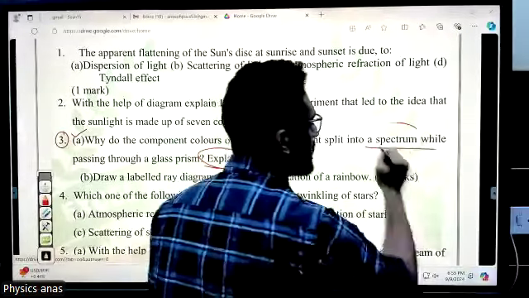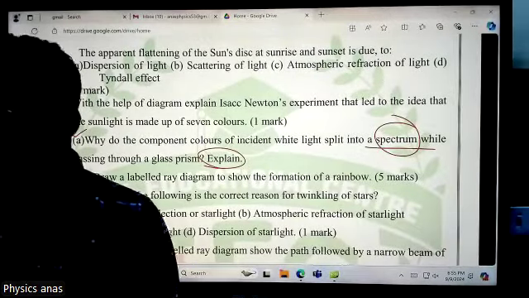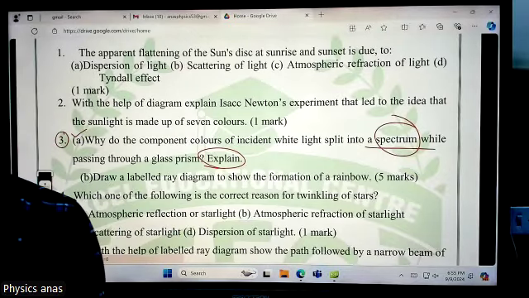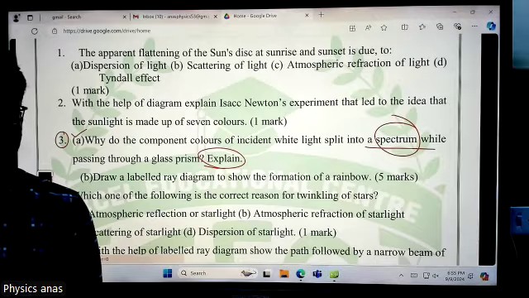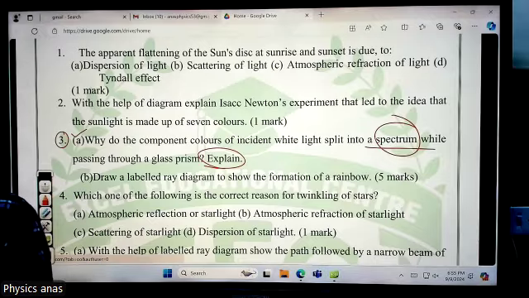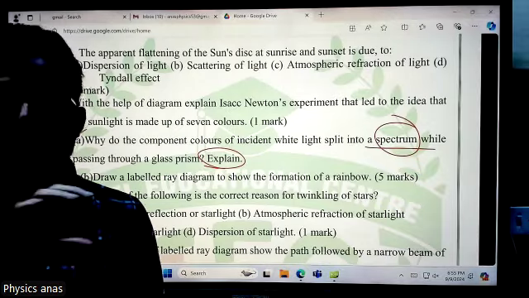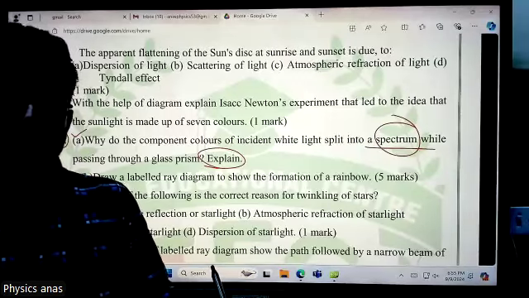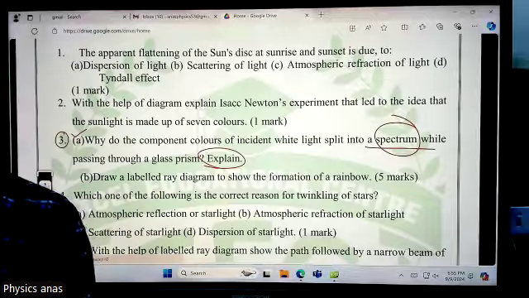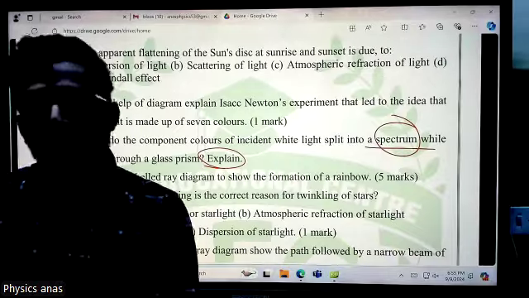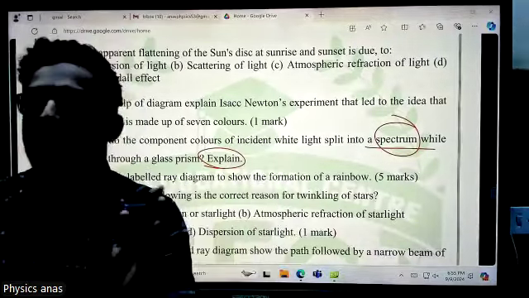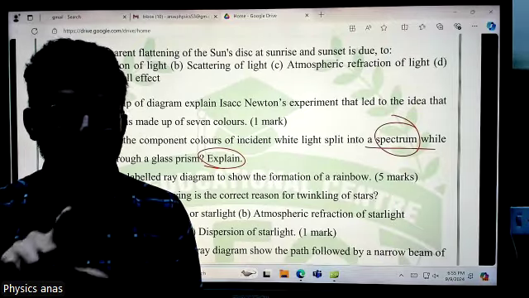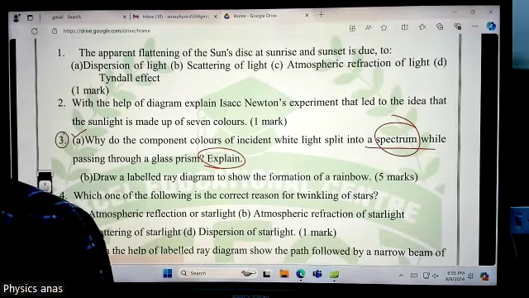What is spectrum? What is the meaning of spectrum? Band of colors, or band of color components of white light. When you are arranging the 7 component colors of the white light in a band, you can call it spectrum. When you take red, orange, yellow, and arrange them one after the other, you can call it a spectrum. That is the spectrum of white light. It has 7 component colors.